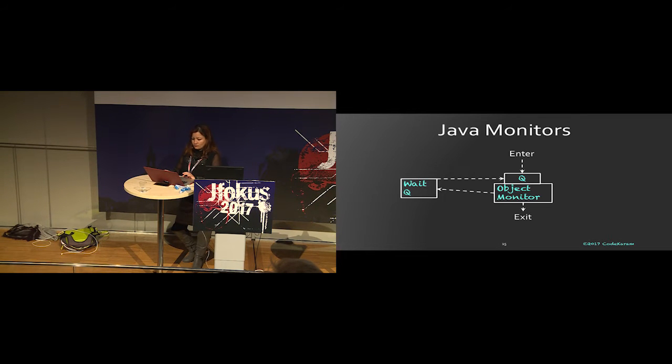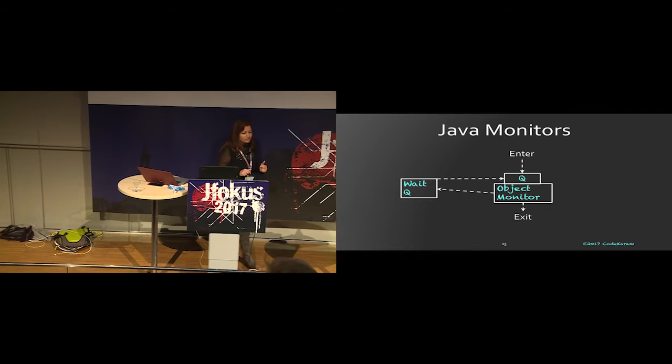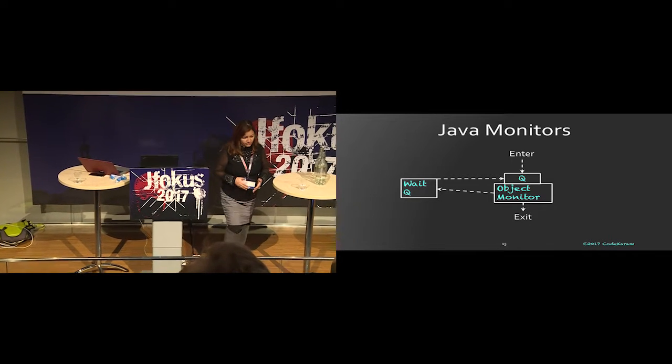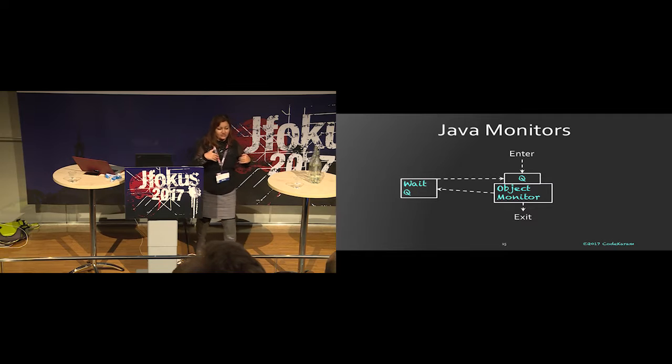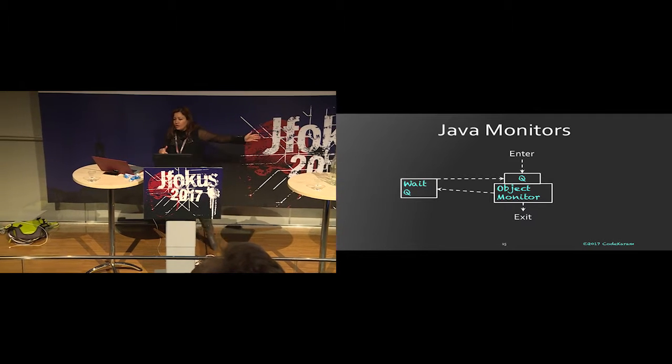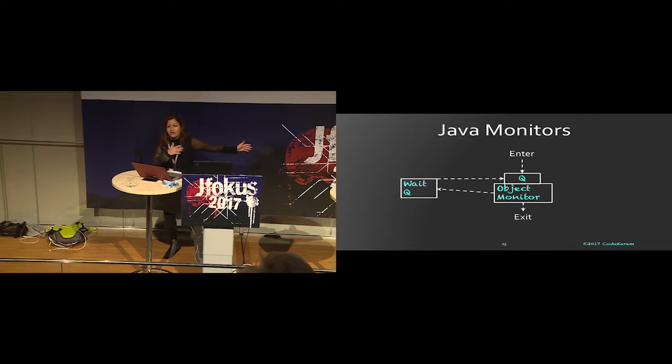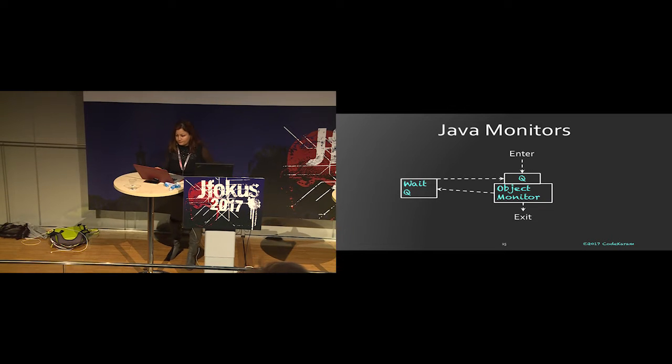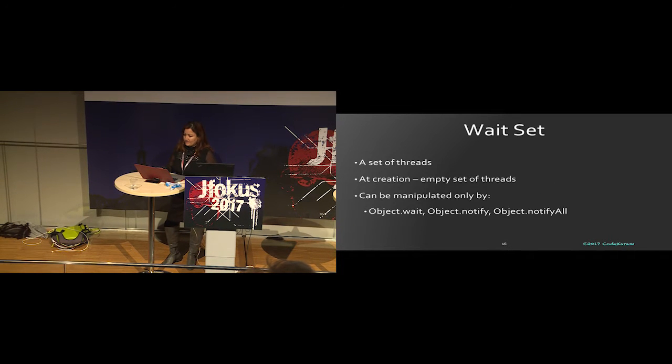So if I had to draw something, this is what I would say. It's very simple. So you have the object monitor, there's an entry, there's an exit, and there's a wait queue. So everybody else who's not owning the lock is waiting in the queue. What is a wait set? It's a set of threads, as simple as that.